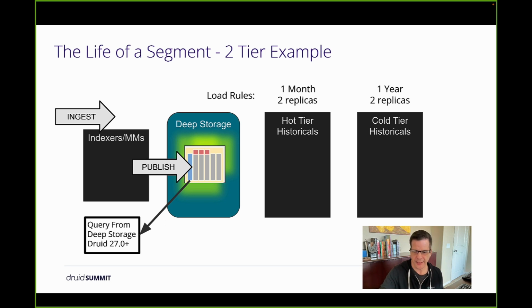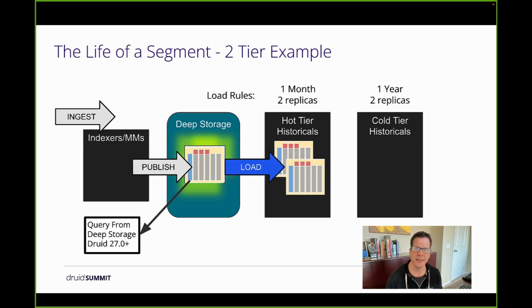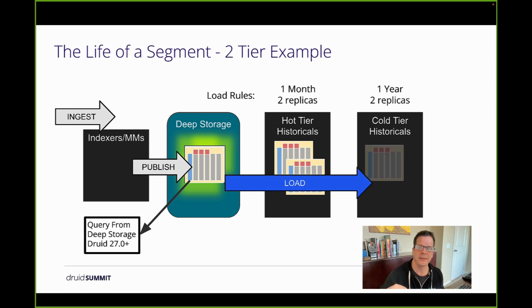And the coordinator is going to kick in and say that this is a new segment. It falls within the 1 month where we want 2 replicas in the hot tier. So it's going to create those load instructions in 2 different historicals, load those 2 segments into the hot tier. Time passes, a month passes, and the second rule kicks in, right?